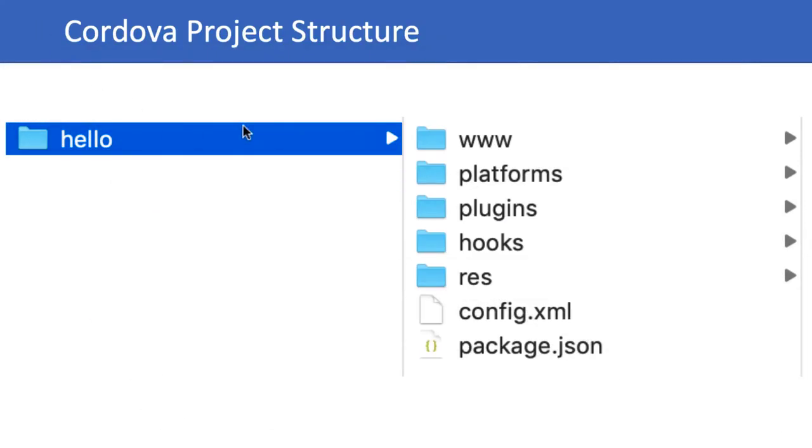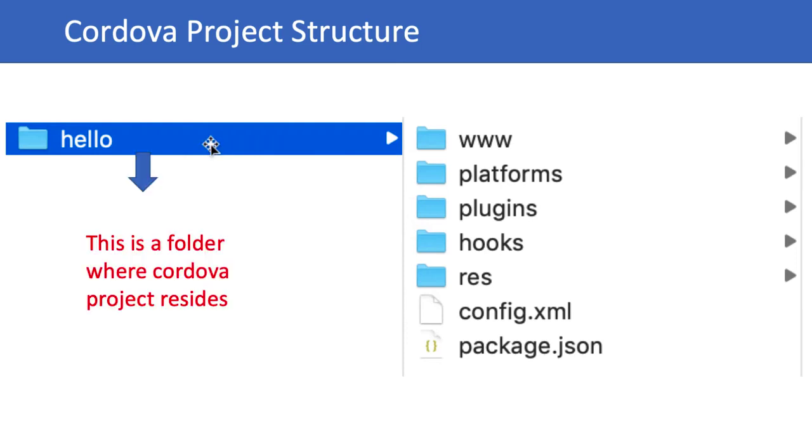So this is a Cordova project structure, where hello is the folder where the Cordova project resides, and inside the hello project we will see www, platforms, plugins, hooks, and all the other things.